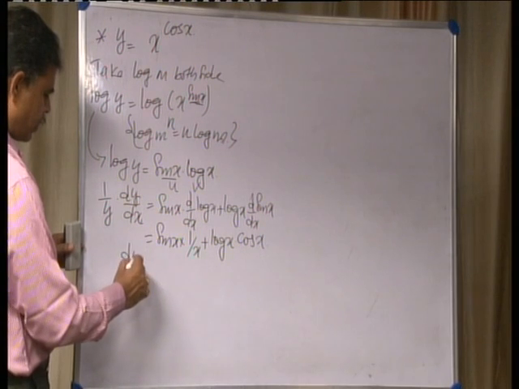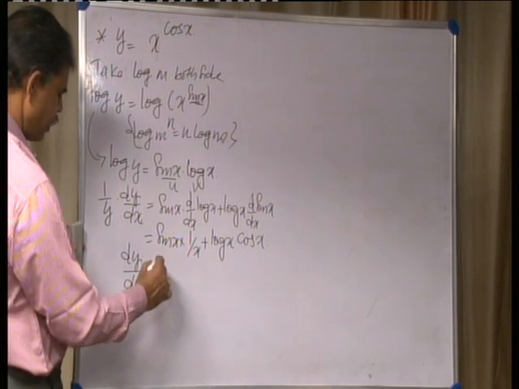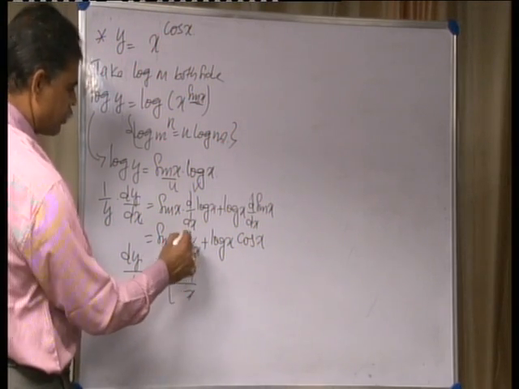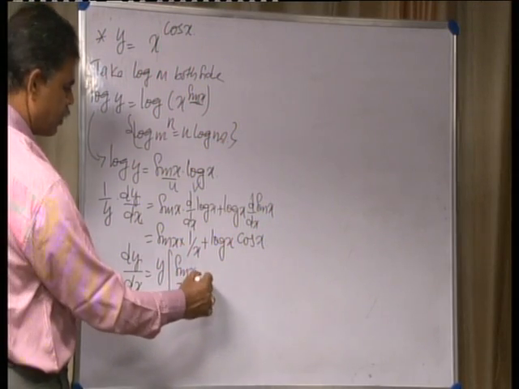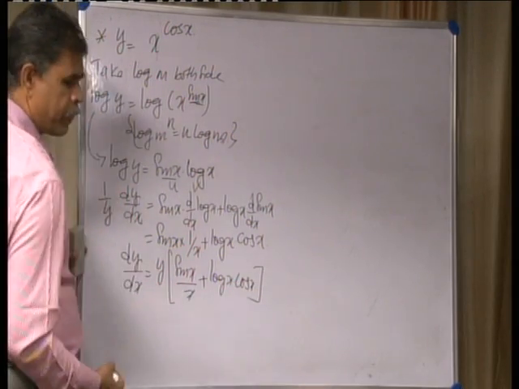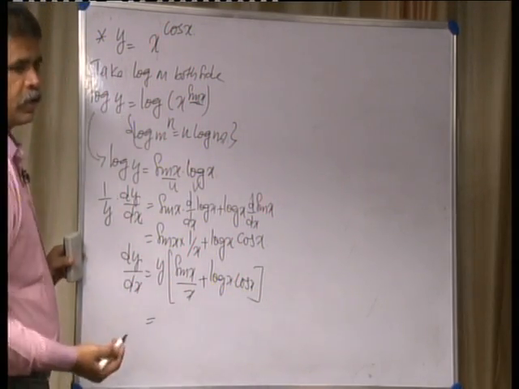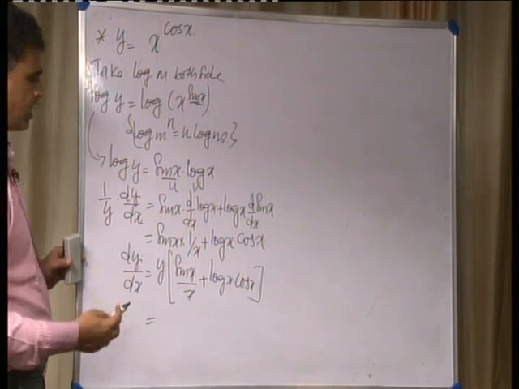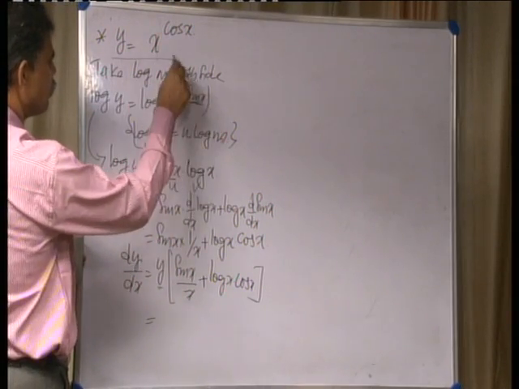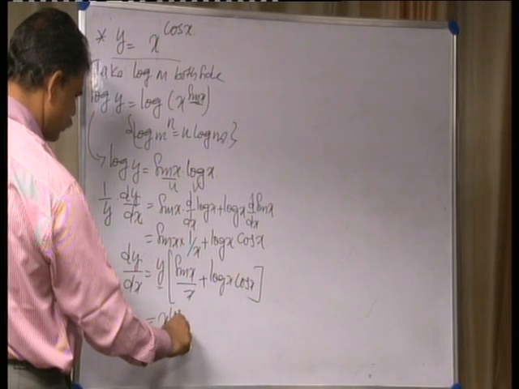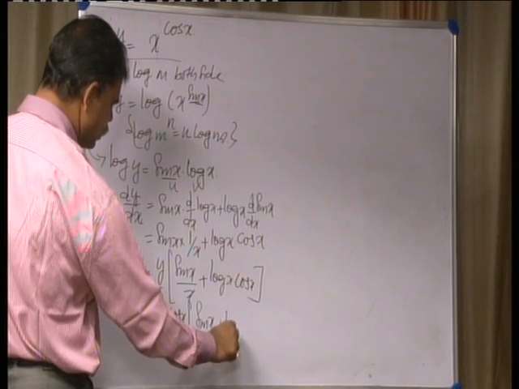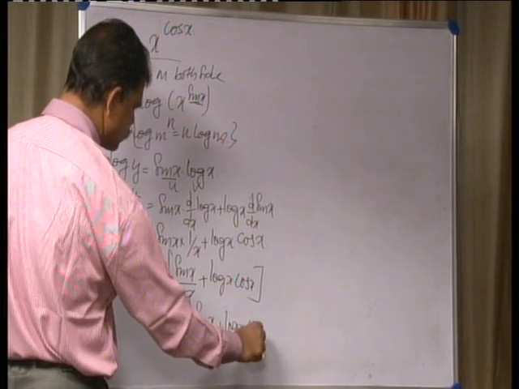Then dy by dx is equal to y into sin x by x, correct. Sin x into 1 by x, 1 into sin x is sin x divided by x, plus log x into cos x. You can replace y, otherwise you can write it in terms of y only, no problem. So, if you want to write in place of y, what is y? y is equal to x to the power of cos x into the bracket sin x divided by x plus log x into cos x.